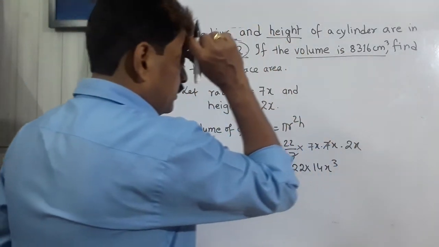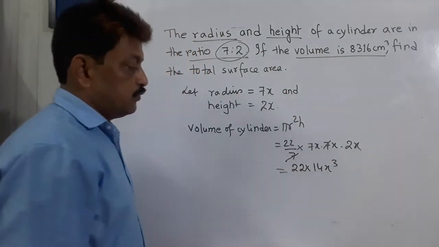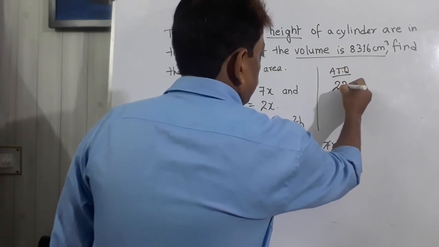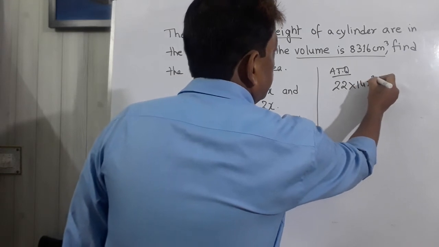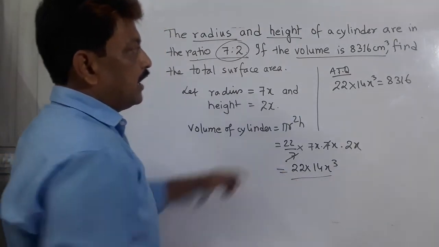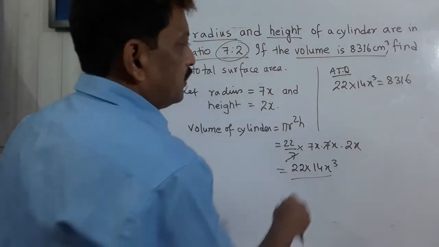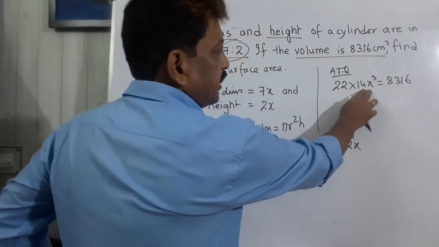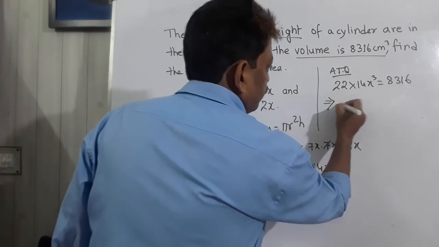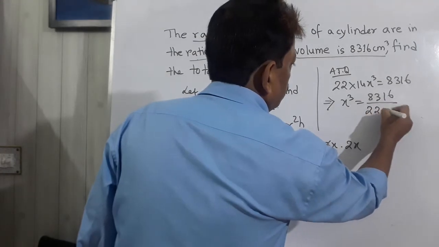Let me go back to the volume. So see, this is the volume of the cylinder, that is 22 multiplied with 14 x cube. According to the question, 22 multiplied with 14 x cube is equal to 8316. This is the volume we have calculated and this is the volume given in the question. Since this is the volume of the same cylinder, 22 multiplied with 14x cube is equal to 8316. Therefore x cube equals 8316 upon 22 multiplied with 14.